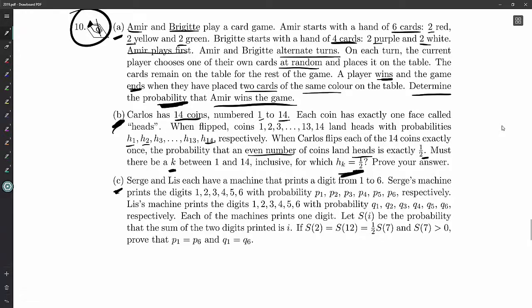Must there be a coin K between 1 and 14 where the probability of heads for that coin is exactly 1/2? So they could be coins with various weights. You know, one might be weighted to always do heads, something like that. Okay. So the first thing I notice here, 14 really has nothing to do with it.